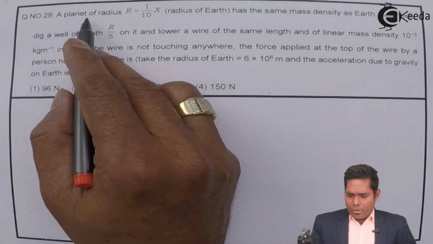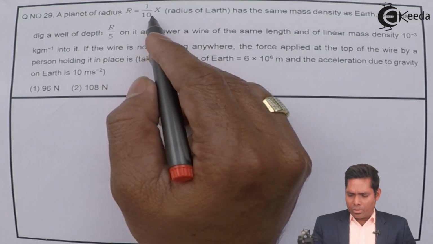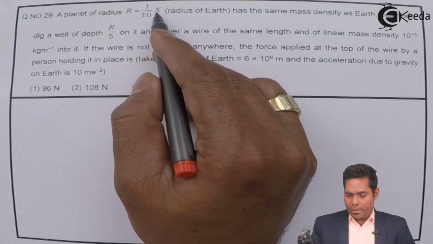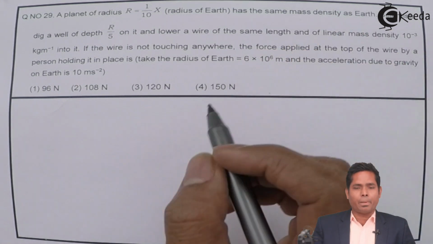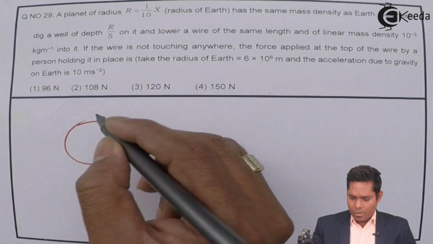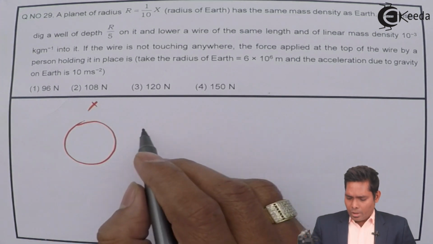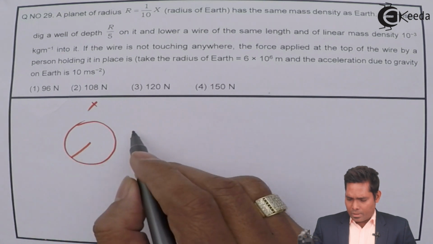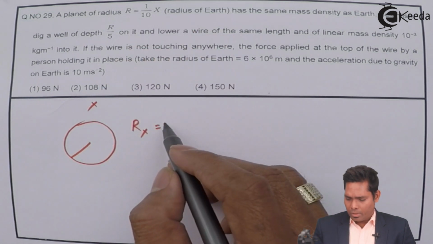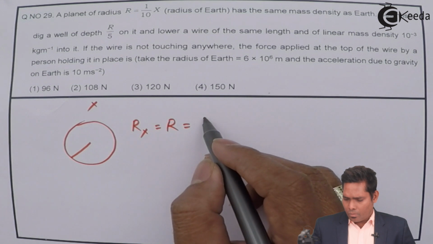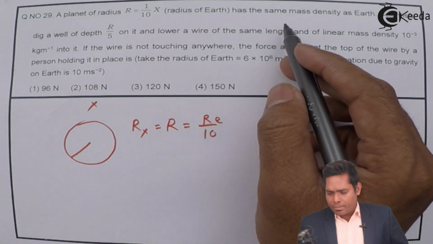The question is: a planet of radius R, which is 1/10 times the radius of Earth, has the same mass density as Earth. So there is a planet, suppose the planet is X. Here the radius of this planet is 1/10 the radius of Earth, and it has the same mass density as Earth.